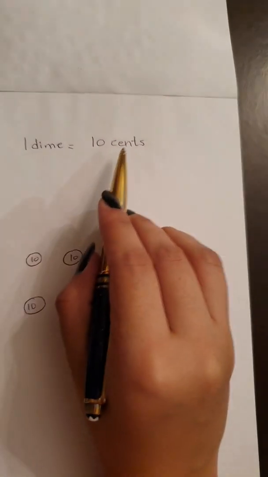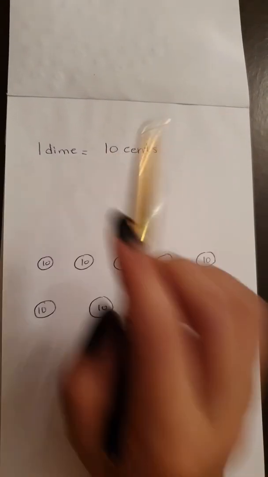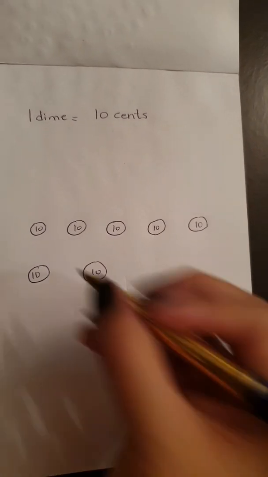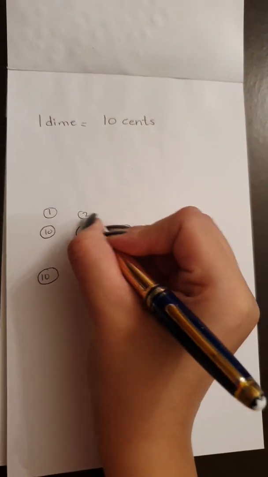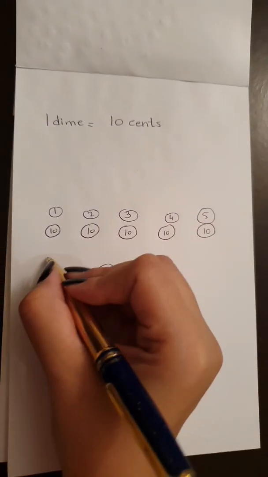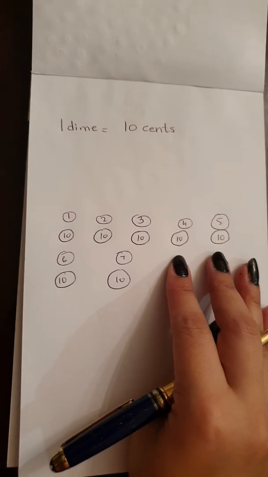In 1 dime we have 10 cents. How many cents do we have in 1 dime? 10 cents. Now let's start counting. Susie had 7 dimes, so we have 7 dimes over here. 3, 4, 5, 6 and 7. These are 7 dimes all together.